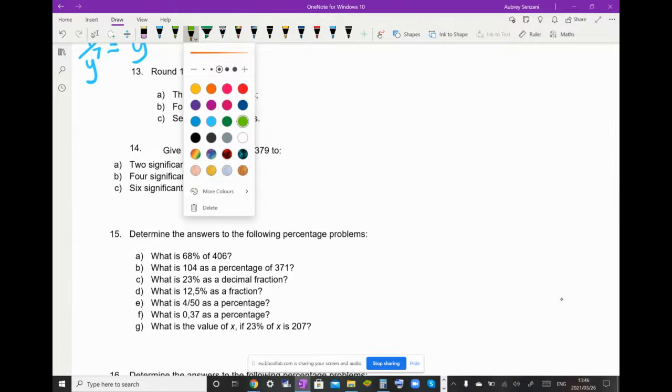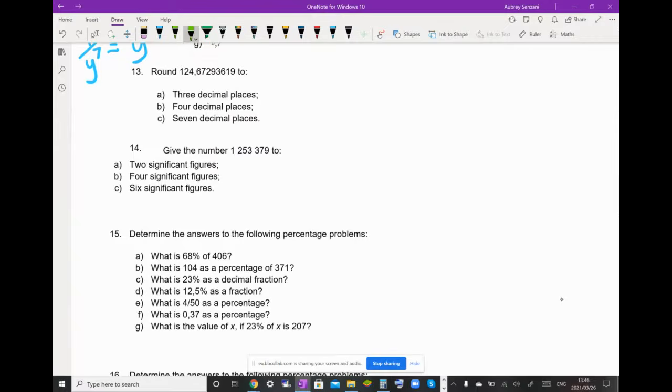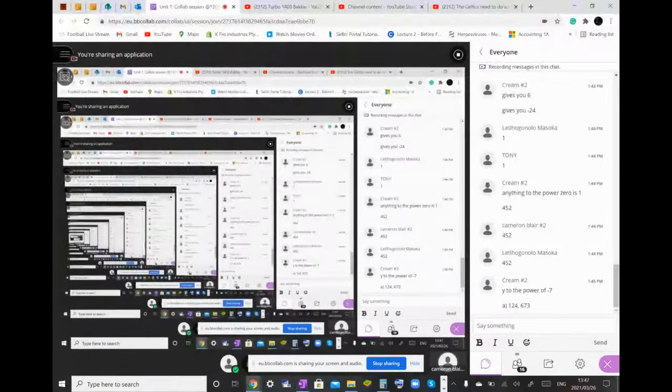Why is it 100% right? When we say to 3 decimal places, we look at the number after that. There's your 1, 2, 3 decimal places. We look at the number after that. It's 9, so that is 5 and above. Then we round that off to 124,673. Thank you very much.